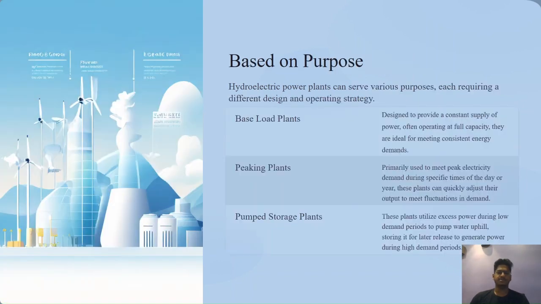So, based on the purpose. Hydroelectric power plants can serve various purposes, each requiring a different design and operating strategy. So, the base load plants. Designed to provide a constant supply of power, often operating at full capacity, they are ideal for meeting consistent energy demands. Peaking plants. Primarily used to meet peak electricity demand during specific times of the day or year, these plants can quickly adjust their output to meet fluctuations in demand. Pumped storage plants. These plants utilize excess power during low demand periods to pump water uphill, storing it for later release to generate power during high demand periods.